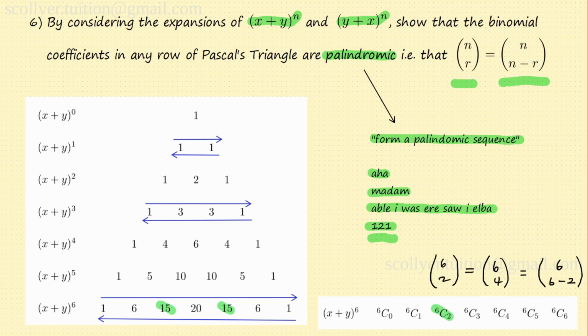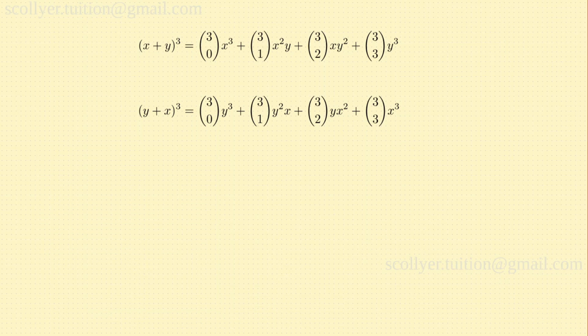Now, the values 15 and 15 in the row for x plus y to the 6 correspond to 6 choose 2 and 6 choose 4. And so we can see that 6 choose 2 equals 6 choose 4, but 4 equals 6 minus 2. So 6 choose 2 equals 6 choose 6 minus 2, which is a specific example of this general relationship which we have to prove.